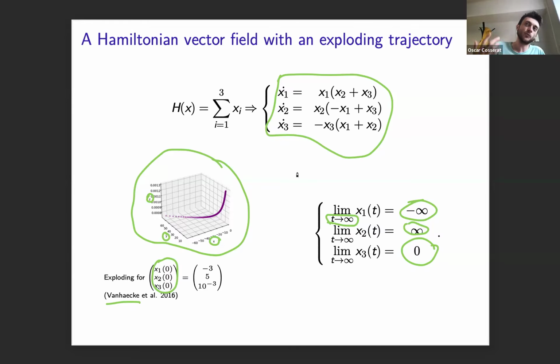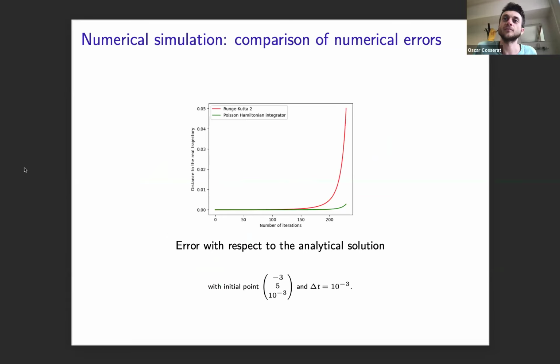So what we have done is to compare the numerics obtained by the Hamilton-Jacobi equation with a traditional method. The traditional method is Runge-Kutta of second order. And we compare this with the Hamilton-Jacobi integrators of first order. So let me show you the results. Here we plotted the distance to the real trajectory.